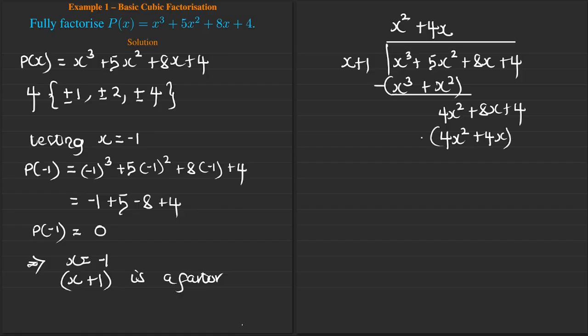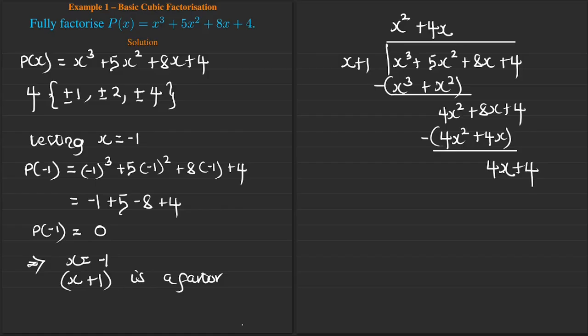Then we do our subtraction again. So it's the same process: divide, multiply, subtract, in that order. So 8x minus 4x gives us a 4x. Then we have 4x squared minus 4x squared, that goes off. Then we have our 4 coming down, that is this over here.